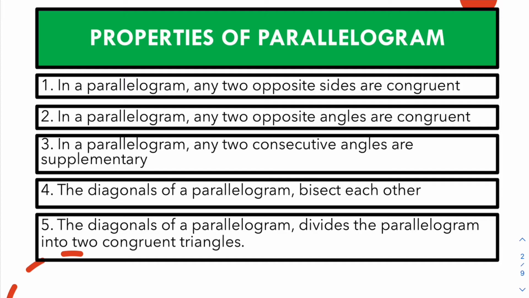Number 1. In parallelogram, any two opposite sides are congruent. Number 2. In a parallelogram, any two opposite angles are congruent. Number 3. In parallelogram, any two consecutive angles are supplementary. Number 4. Diagonals of parallelogram bisect each other. And number 5. Diagonals of parallelogram divide a parallelogram into two congruent triangles.